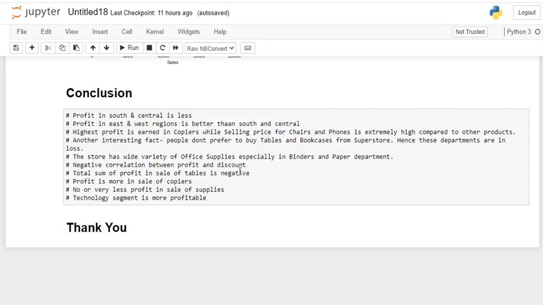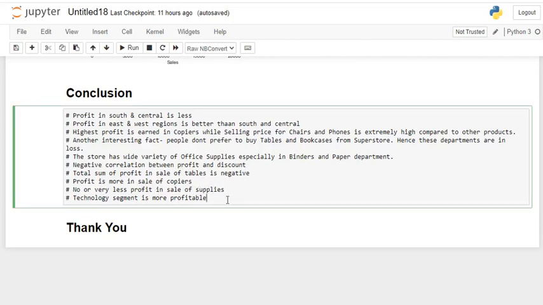There is a negative correlation between profit and discount, and the total sum of profit in sales of tables is negative. Profit is more in sales of copiers, right? No or very little profit in sales of supplies. The technology segment is more profitable. So these are the different insights derived by performing exploratory data analysis of the sample superstore data set, and these insights will be helpful to take actionable decisions so that the business process will be improved. Thank you.